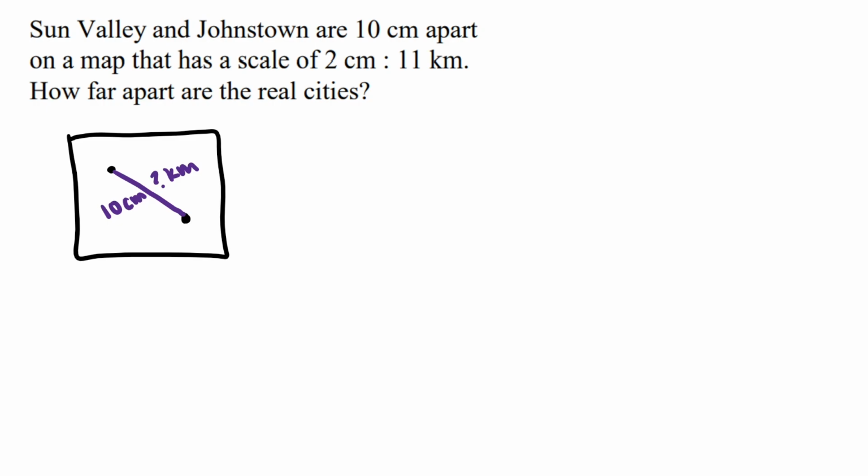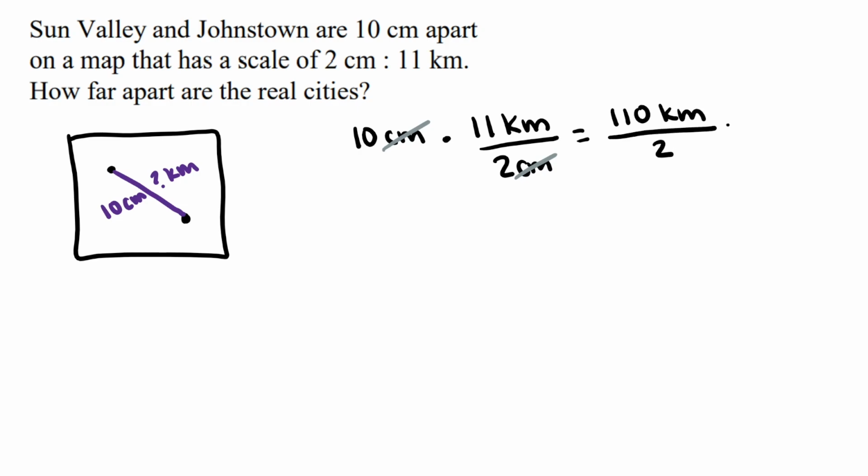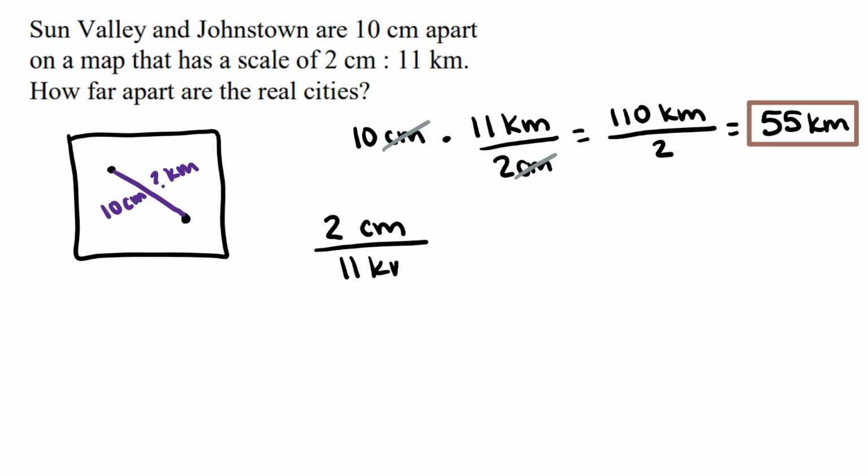Using our scale factor, 10 centimeters times, we want to get rid of our centimeters and be left with kilometers. So we're going to do 11 kilometers on top over 2 centimeters in our denominator. Our centimeters cancel. 10 times 11 is 110 kilometers divided by 2, which is 55 kilometers. When we set up our proportion, we have 2 centimeters over 11 kilometers equals 10 centimeters over x kilometers.